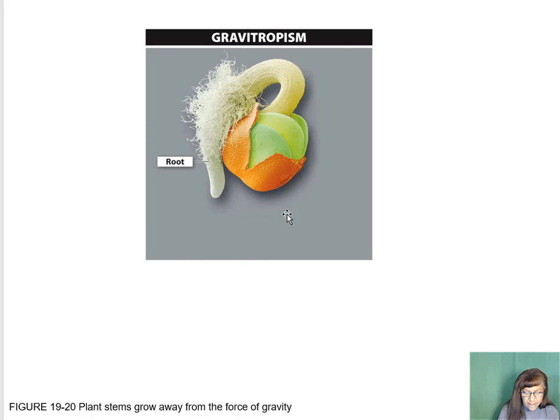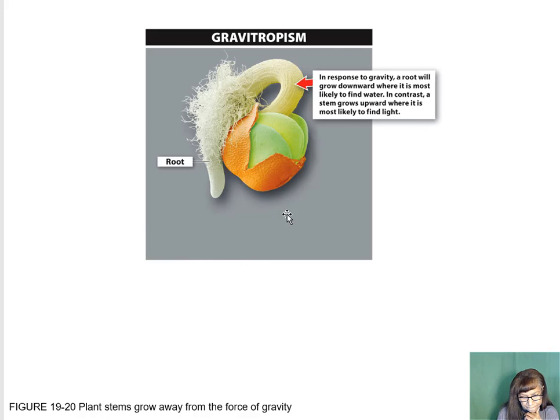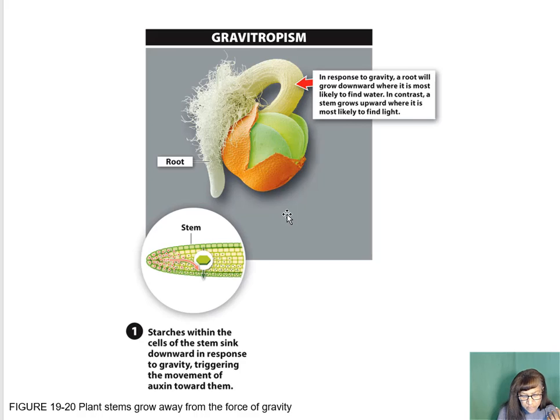Now, plants also have something called gravitropism. And so this is where plant stems grow away from the force of gravity. So if you've ever wondered why you put a seed in the dirt and somehow it knows to put the roots down and the stem and the leaves up, it's because of gravitropism. And so in response to gravity, a root will grow downward, where it's most likely to find water. In contrast, a stem will grow upward where it is most likely to find light. So plants are actually responding to the force of gravity.